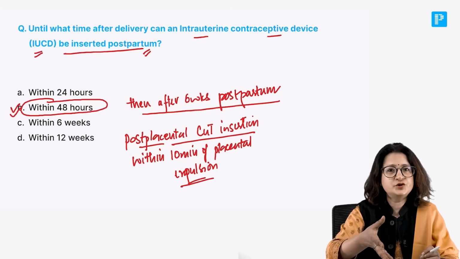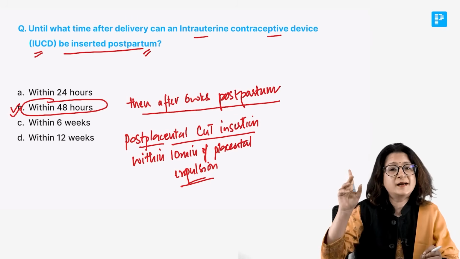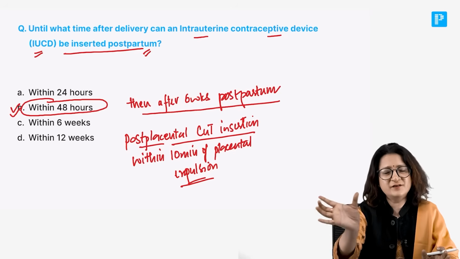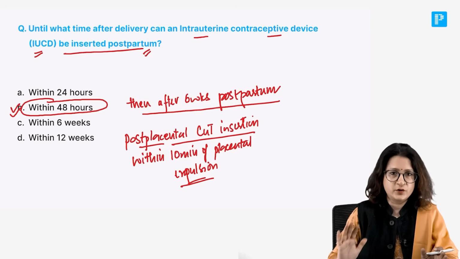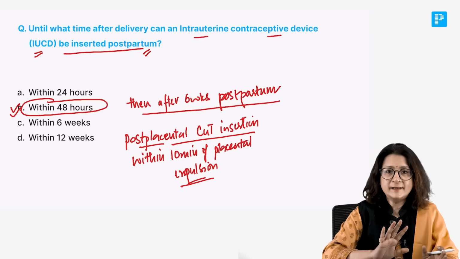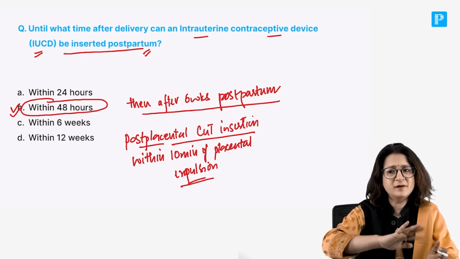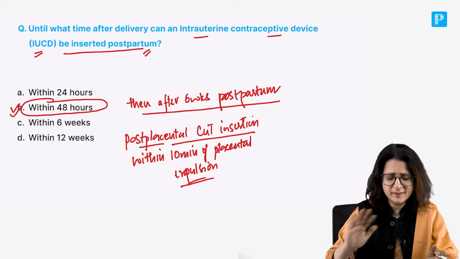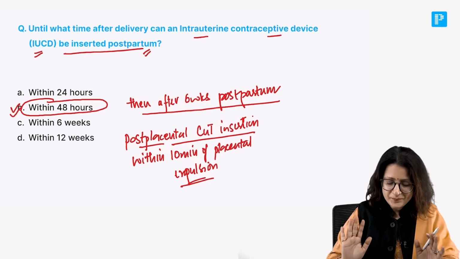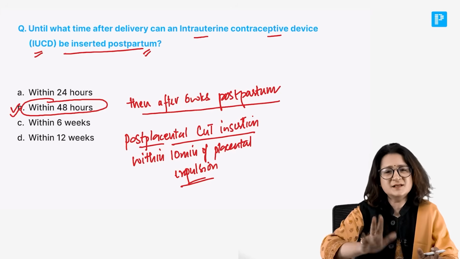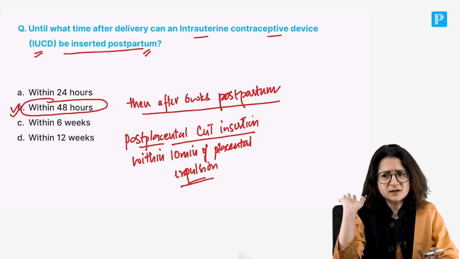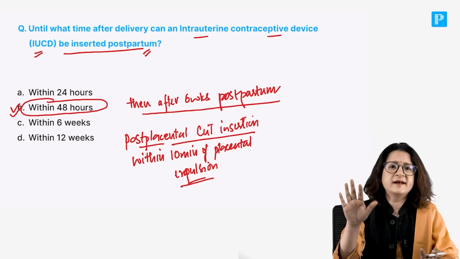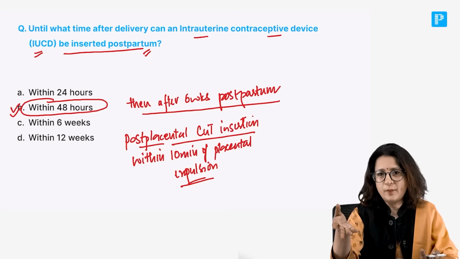If we miss that opportunity, then the next opportunity will come before discharging the patient from the ward. So before discharging, but within 48 hours postpartum, we can introduce. But then no longer in the labor room, no longer post-placental, it will become postpartum. So it will happen from the ward, maybe the next day after delivery, but within 48 hours. And if the 48 hours window is also missed, then 6 weeks later, when she comes for a postnatal visit, that will be a time when we will get the opportunity of introducing copper T, of course, if the woman wants to.